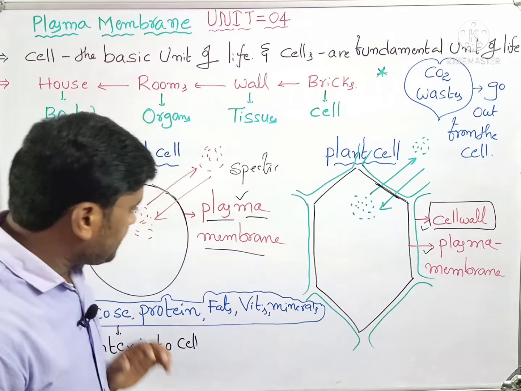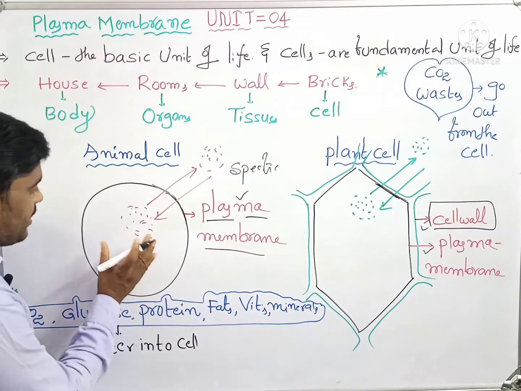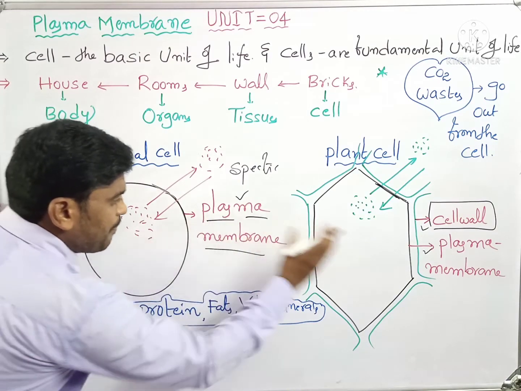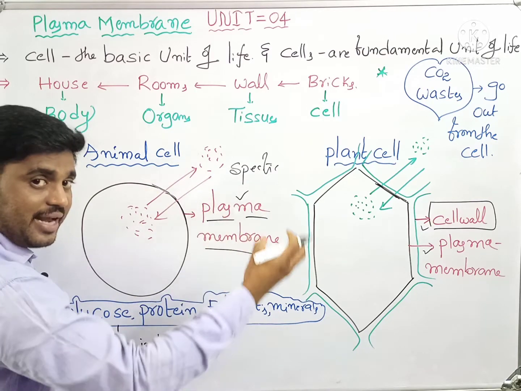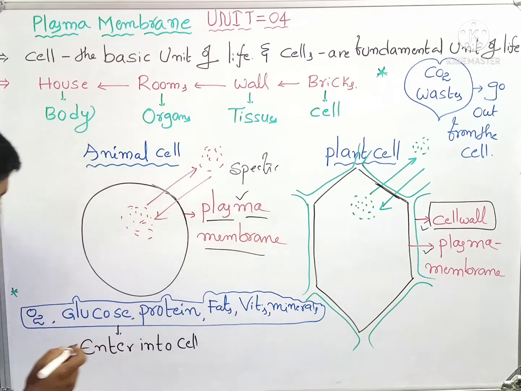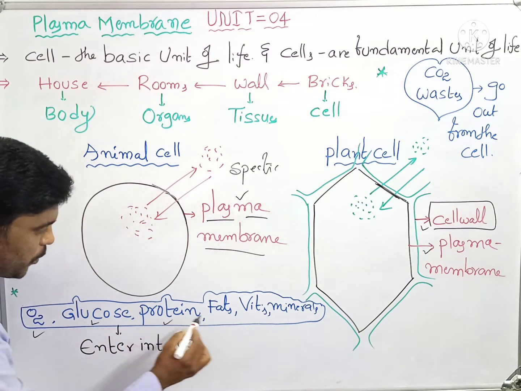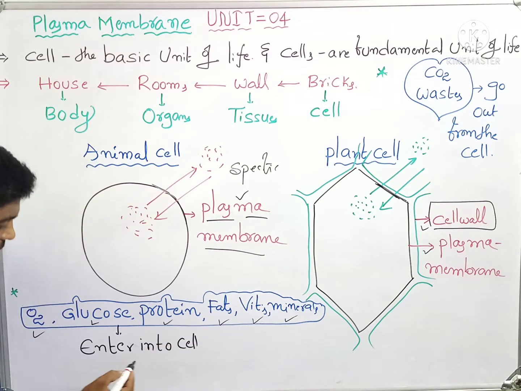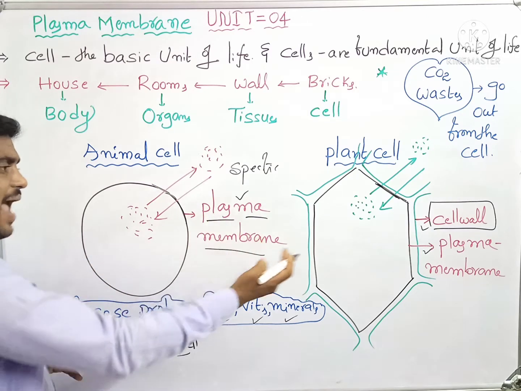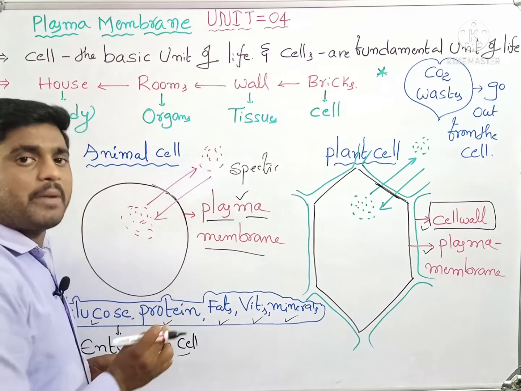So generally, in both the animal cell and the plant cell, some substances enter into the cell. Which substances? Look at the board. Oxygen, glucose, protein, fats, minerals, vitamins. These enter into the cell. These substances enter into the cell through the plasma membrane.